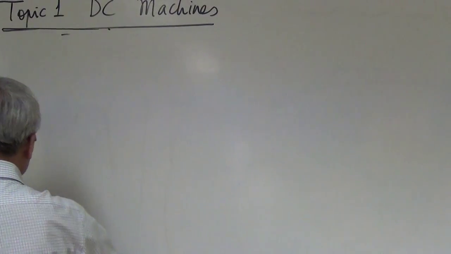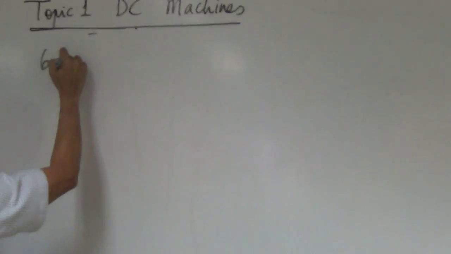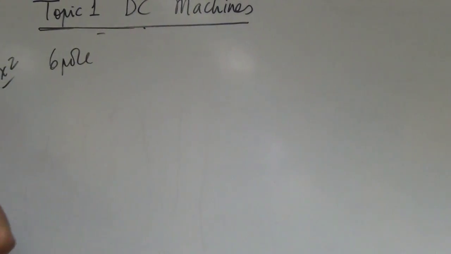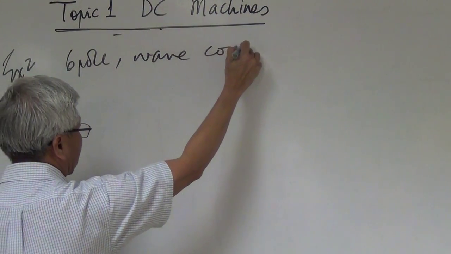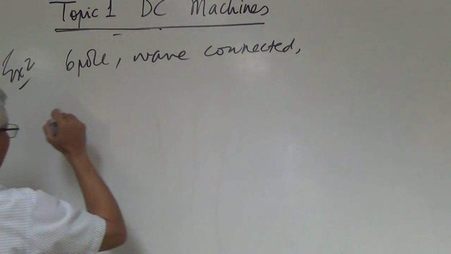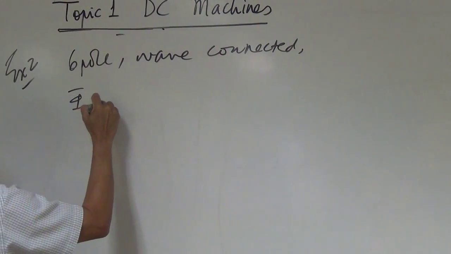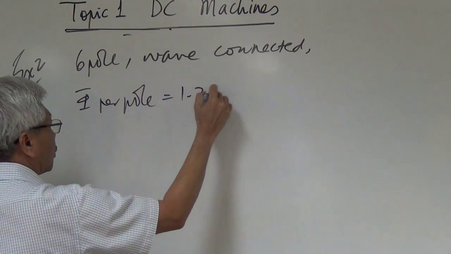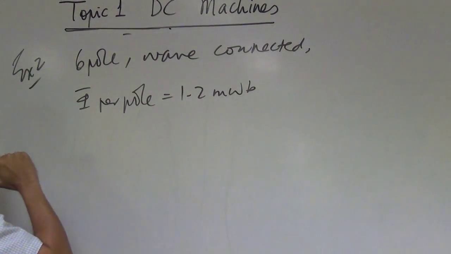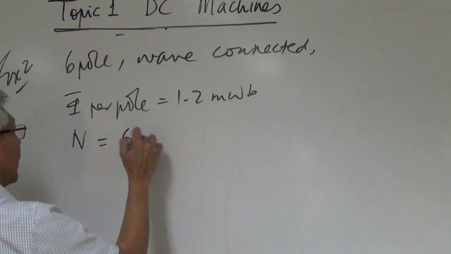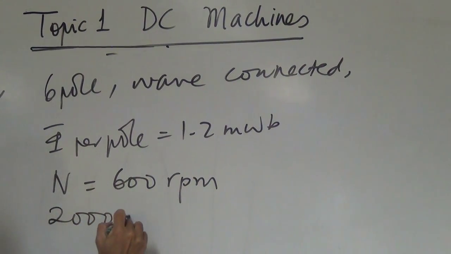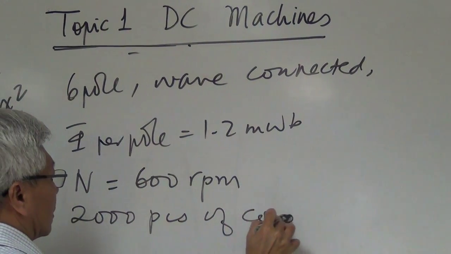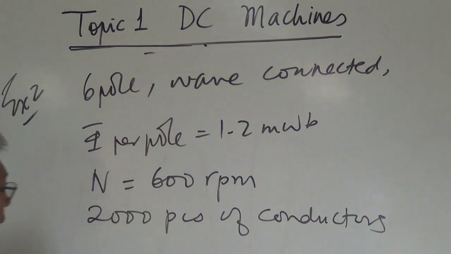Okay, let's try another example, which is using the physics formula. I say this is a 6-pole DC generator, and it's going to be wave connected, and the flux per pole is equal to 1.2 milliweber, and it's running at a speed of 600 RPM, and it has 2000 pieces of conductor. And you're asked to calculate EG.